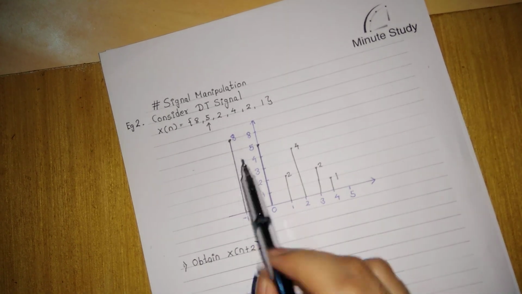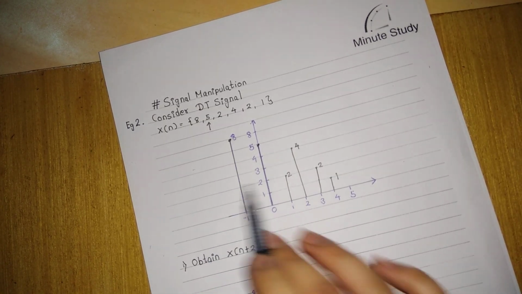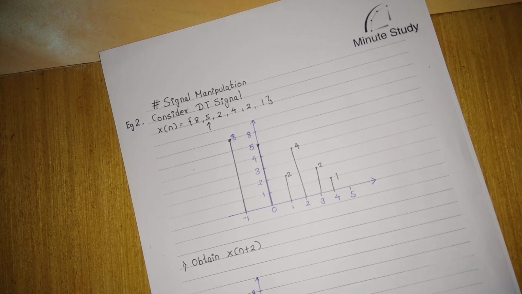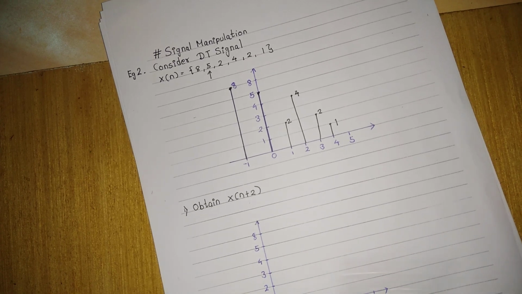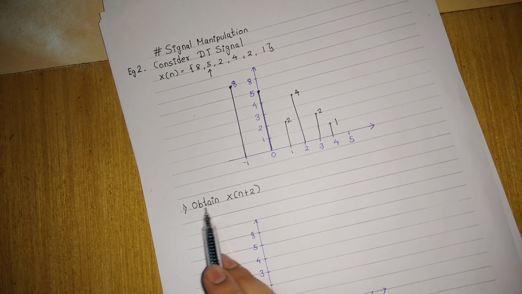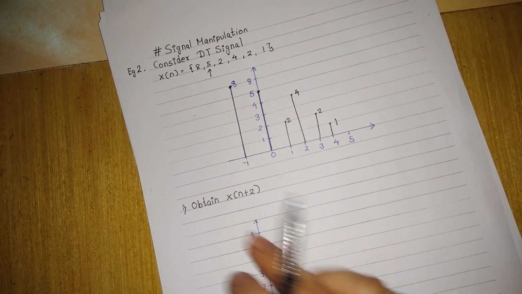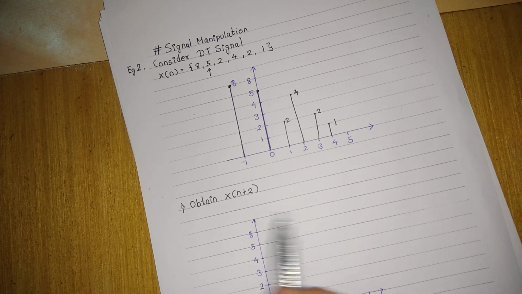So 5 is my origin. On the left side I'm having 8, and on the right side 2 4 2 1. Now let's get started. The first question is that we have to obtain x of n plus 2 for the given DT signal. We have to manipulate the given DT signal as x of n plus 2.